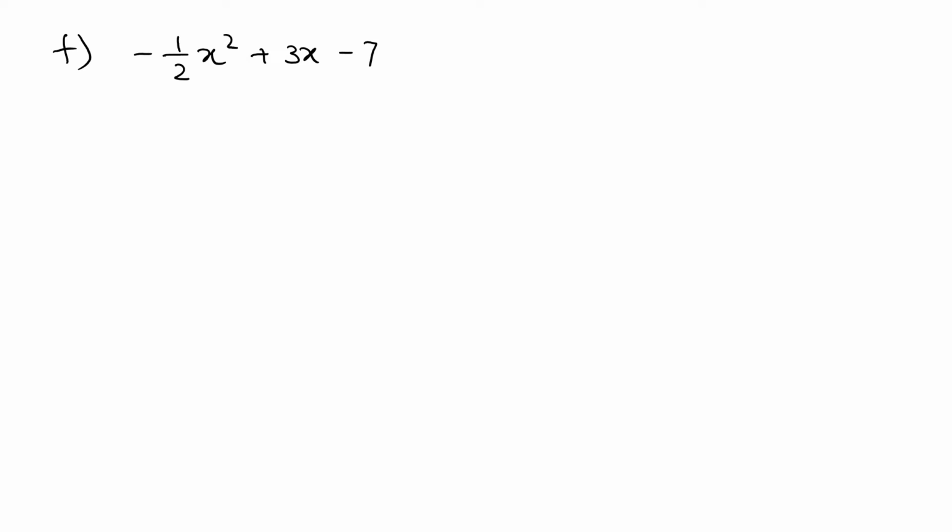How about -1/2 x squared plus 3x -7. You can see this again, you have a coefficient in front. So we're going to pull that out. When you do that, you're going to get x squared. And how to do the next term? What you have to do next is divide 3 by -1/2. Let's see how the algebra works.